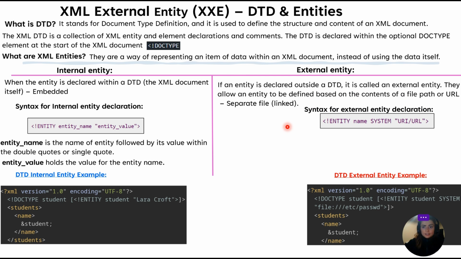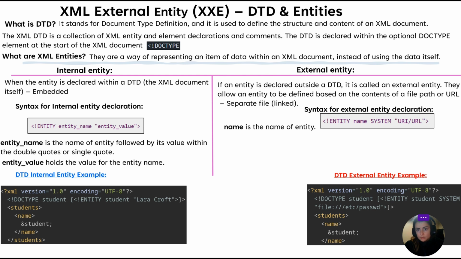If an entity is declared outside of the document type definition, it is called an external entity. They allow an entity to be defined based on the contents of a file path or URL. That's what we can see here. So the syntax is entity name, SYSTEM, and URI or URL. So here we can see the entity, the name of the entity here, SYSTEM, and here we have the URI or file path.